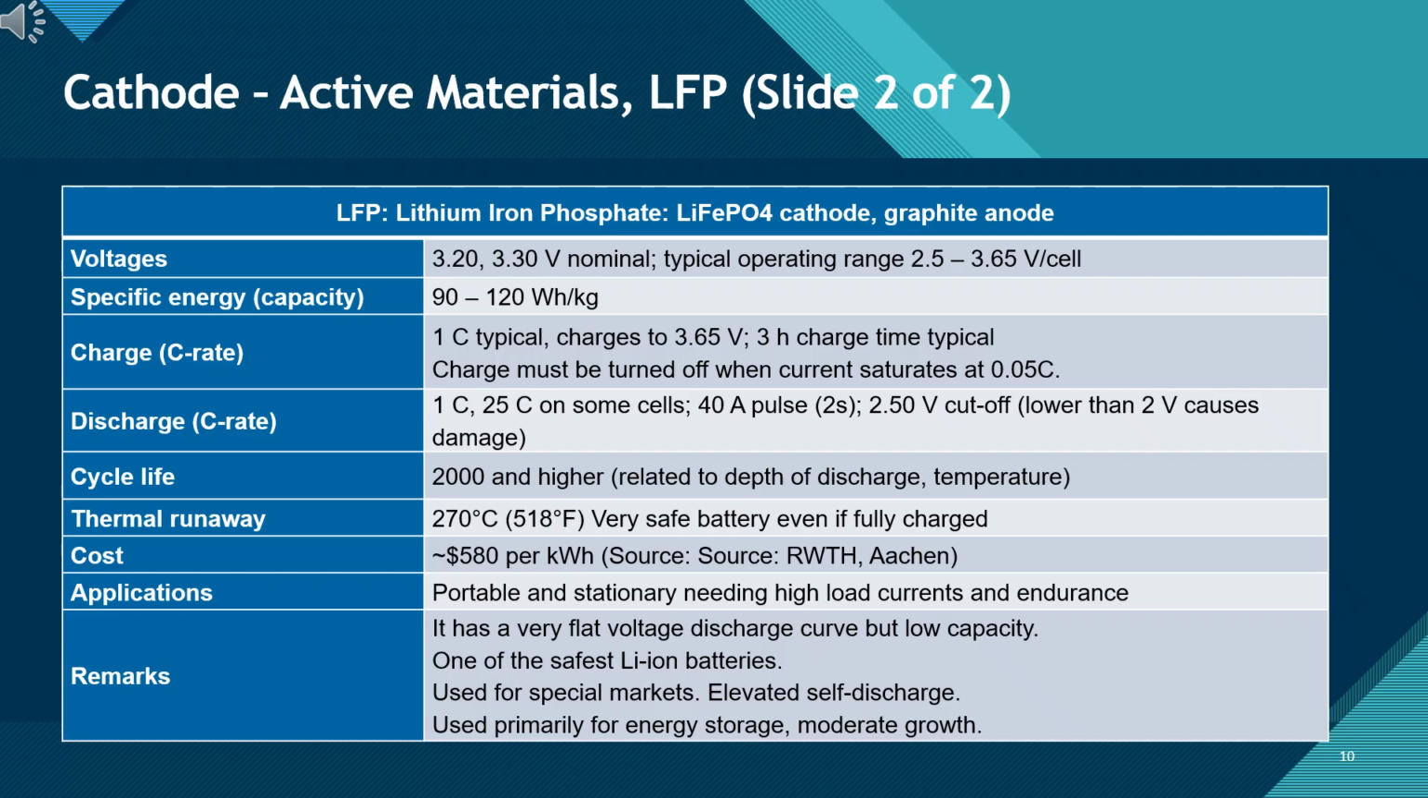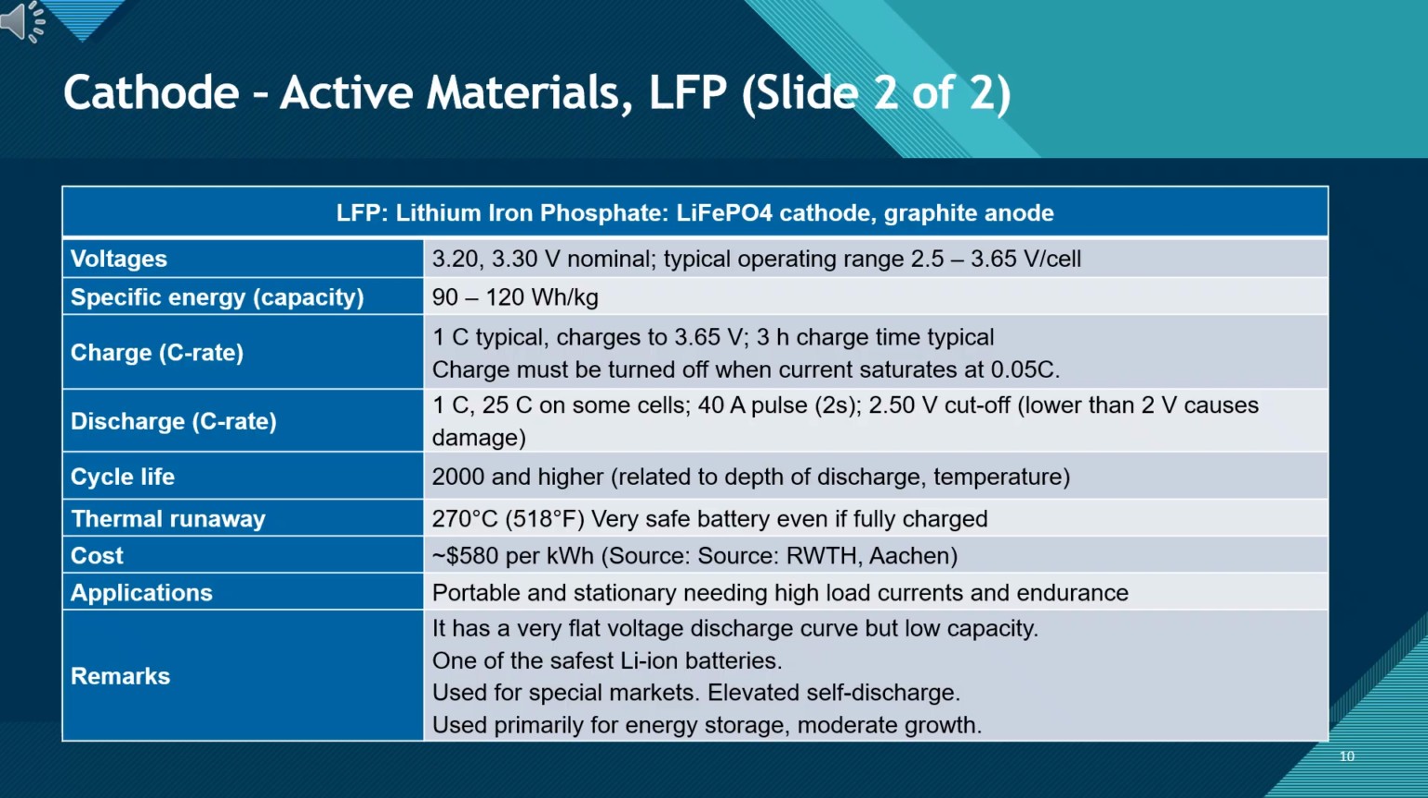Slide 2 of 2 for active materials of cathode, LFP. We are wrapping up our look at cathodes with this technical overview of LFP. I want to focus your attention on the remarks section at the bottom, as it highlights the unique personality of this chemistry. First, LFP is known for having a very flat voltage discharge curve. This means that as the battery is used, it delivers a very steady, consistent voltage right up until it is almost empty, providing stable power delivery.